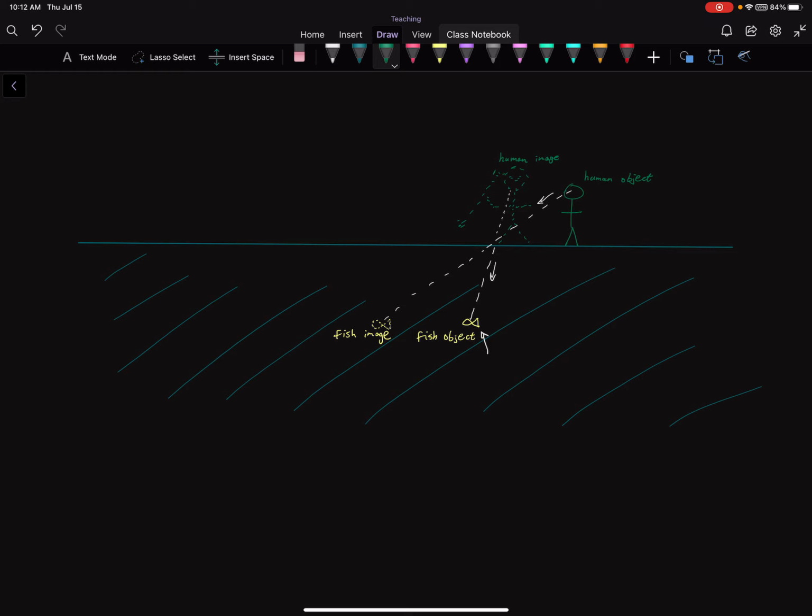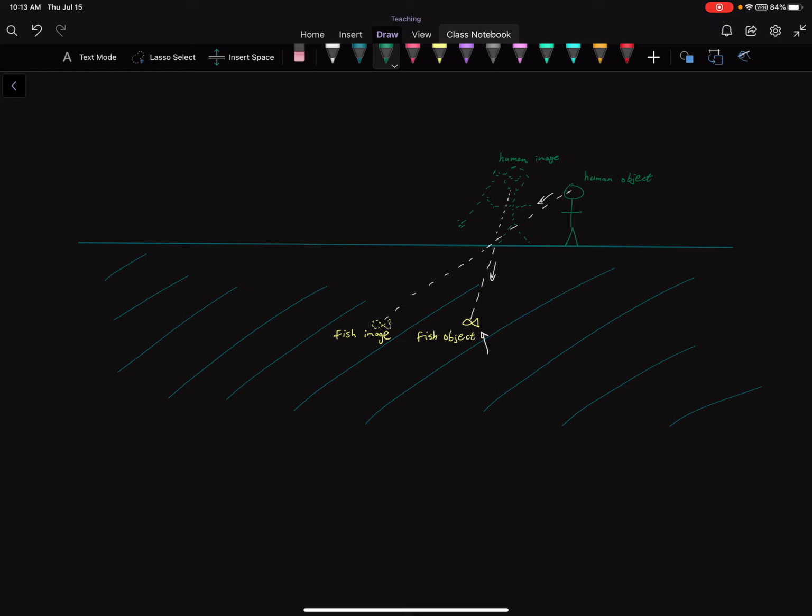Starting with point objects is a useful simplification, though, because extended objects can be thought of as just a bunch of point objects. So if you can understand the optics coming from a single point, then you can understand the optics as coming from any nearby points from that same object.